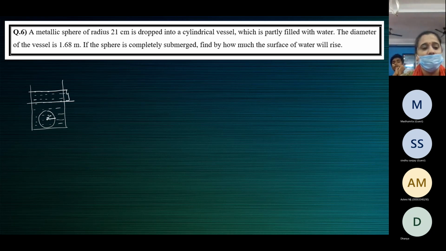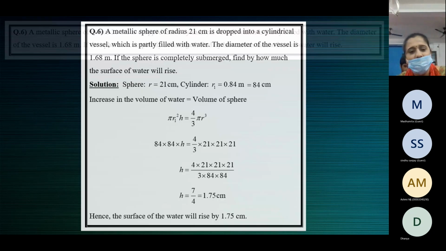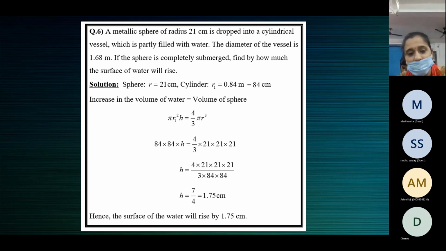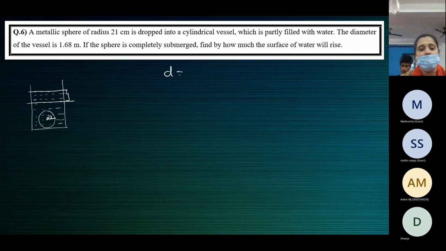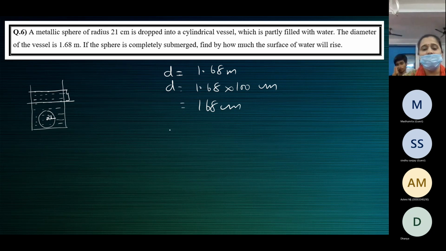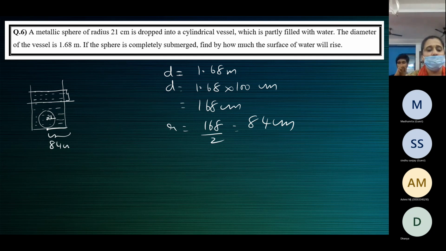The radius of the sphere is 21. The diameter of the vessel is 1.68 meters. Diameter is 1.68 meters, so 1.68 into 100 is 168 centimeters. So the radius will be 168 by 2, which is 84 centimeters. From here to here, the radius is 84 centimeters.